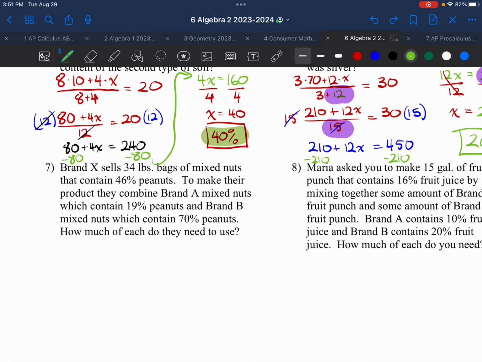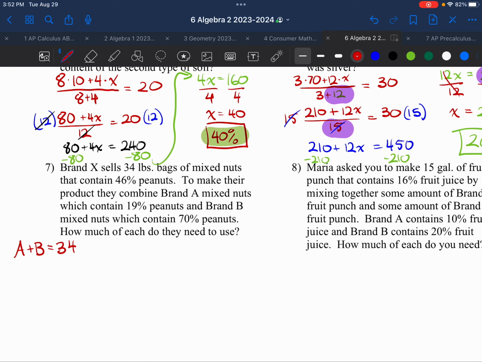Brand X sells 34-pound bags of mixed nuts. Okay, so these last 2 are the hardest types of problems in the entire homework. The reason for that is it feels like there's not enough information, and I don't even know if I have enough room to do these, so I'm going to try to write way up here in the top left. All right, mixed nuts. So that means if I have brand A and brand B, those both add up to 34 pounds. So here's the critical information that most people will miss. I'm going to do capital A and capital B. If I add those together, I will get 34 pounds.